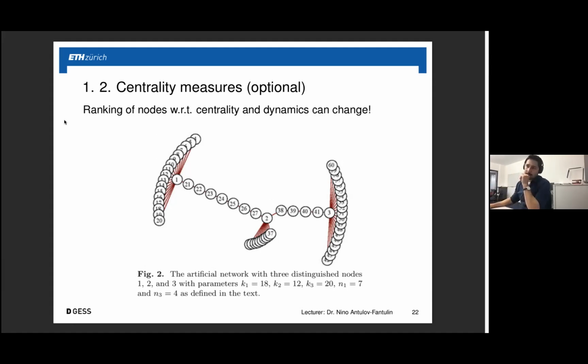You are having this synthetic network. You're having node 1 that has, for example, a certain type of connection in its first neighborhood. You're having node 2 that has also some kind of a cluster of nodes. And then you're having a node 3 that has the third cluster of nodes, and they are connected via these chains.